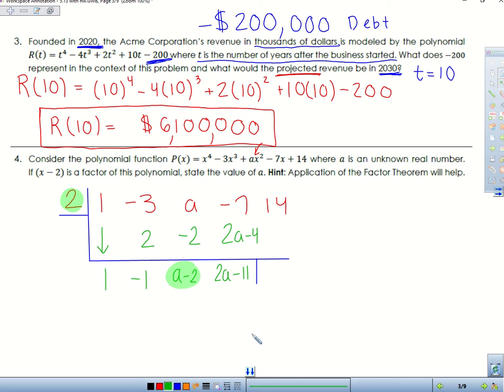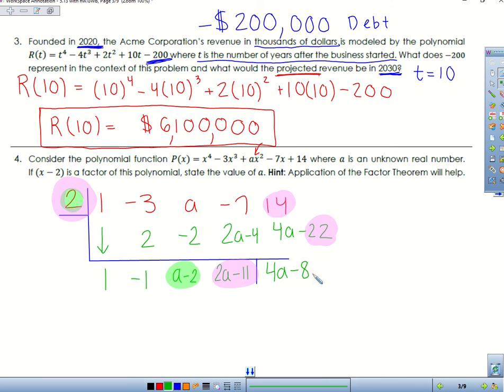2a minus 11, right? And then I will multiply this times this, which gives me 4a minus 22. And then once again I have some like terms here that I can combine, and that's going to give me 4a minus 8.